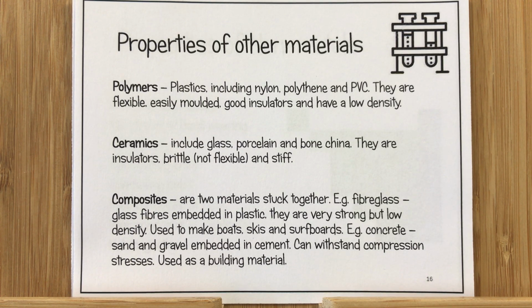Ceramics include glass, porcelain and bone china. They are insulators, brittle, so therefore not flexible, and very stiff.